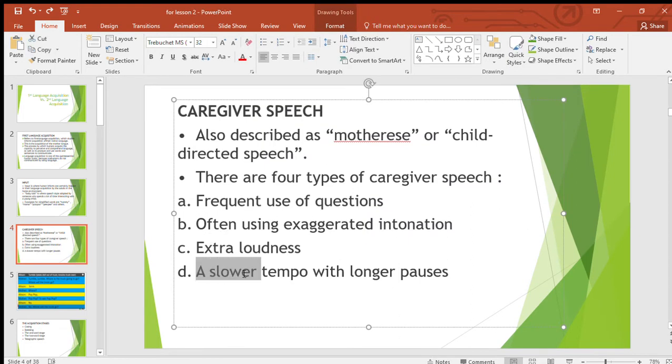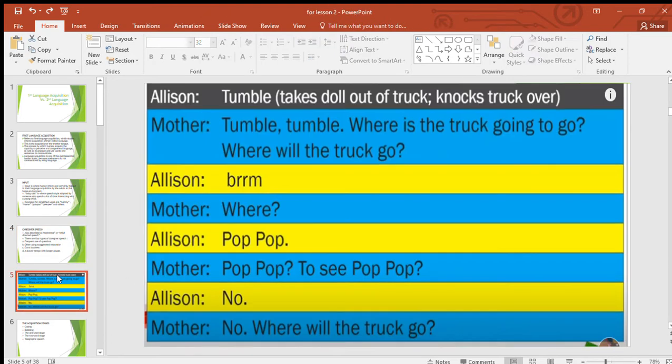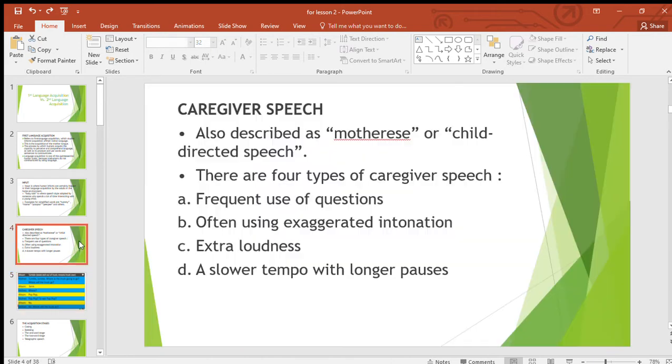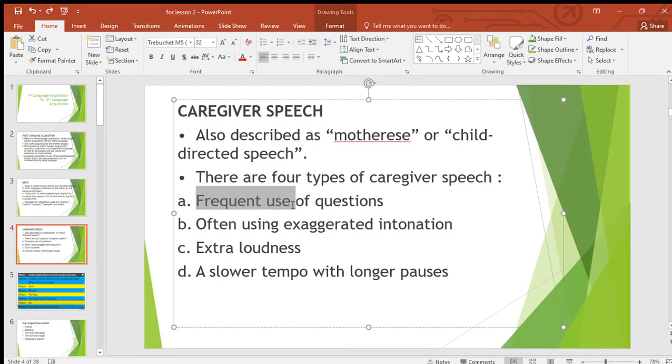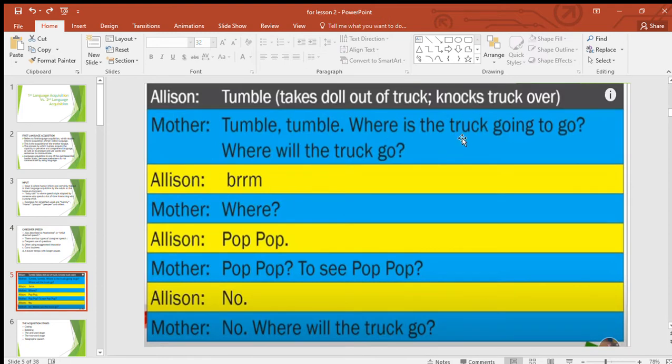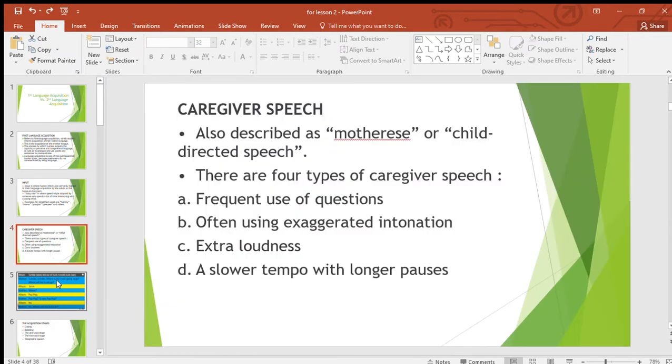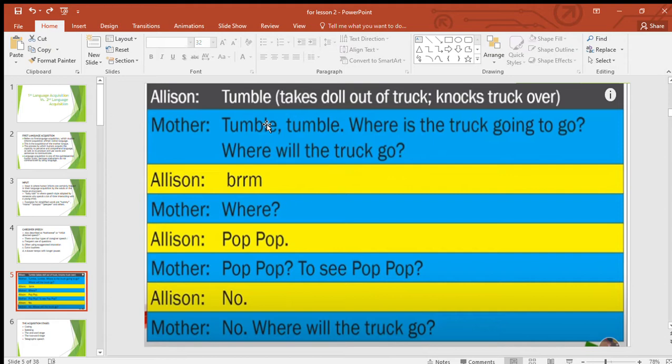So we have what we call an extra slower tempo with longer pauses. Of course, if you're going to say this, you say it in a slow way and with longer pauses in order for the baby to be able to catch up. Next, frequent use of questions. We have already two questions here. Next, extra loudness. So why do we need to be extra loud? Of course, again, to be heard by the baby or by the infant. So, let's continue.